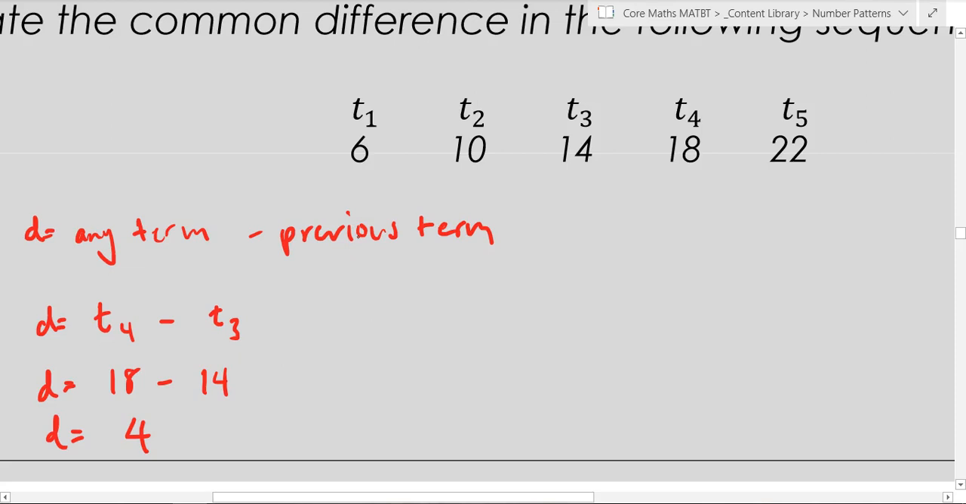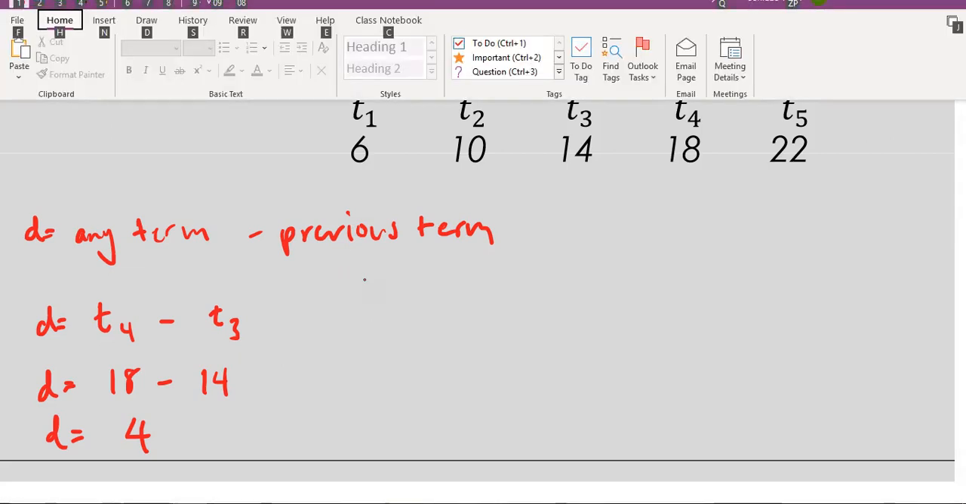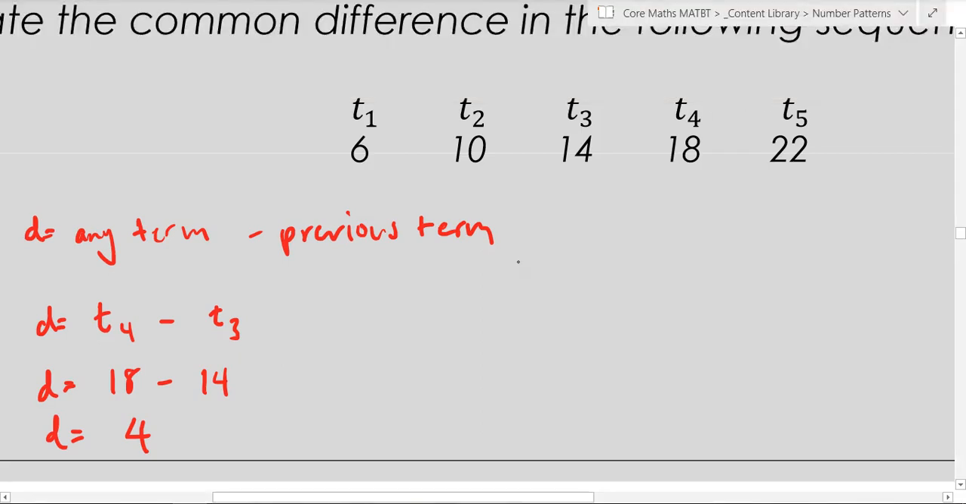Okay, now we're going to do this again because generally what you have to do is test and make sure that it's going to be 4 each time. You can't just say after doing it once that the common difference is 4, because sometimes you'll get a sequence where here it might add by 4, and then after that it might add by 3, then by 1. It does happen, okay, and they do that to trip you up. So make sure that you check.